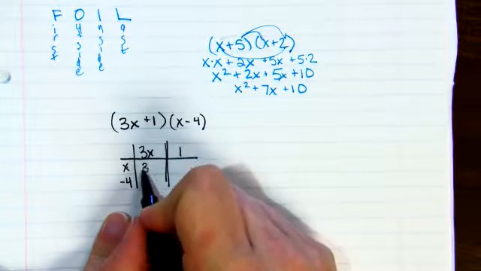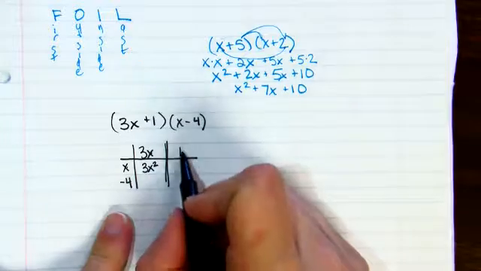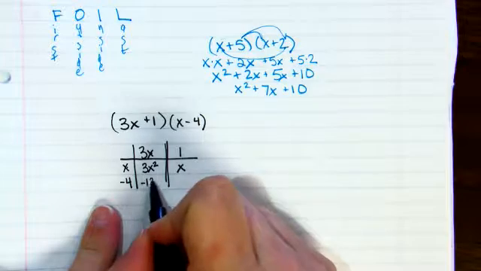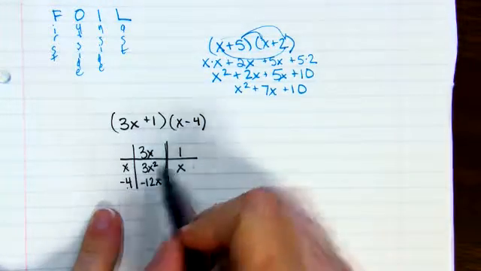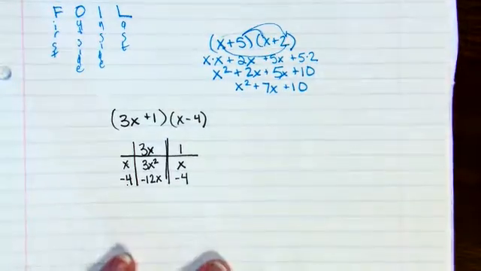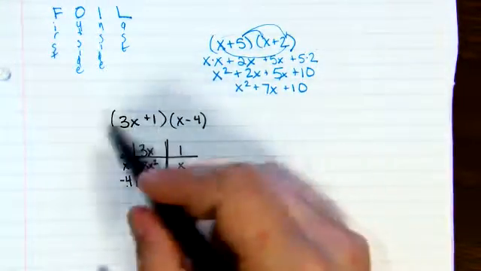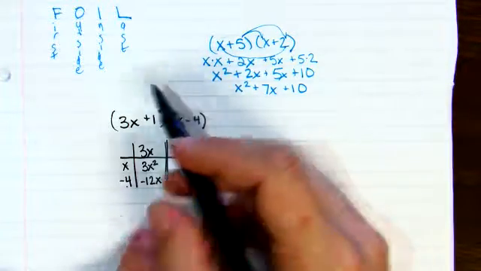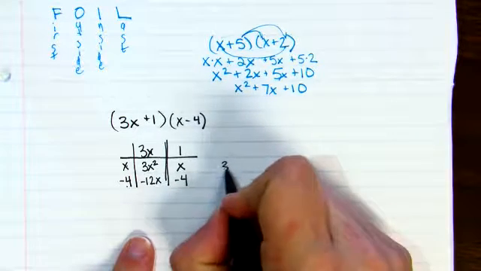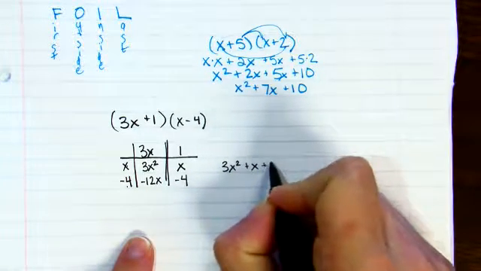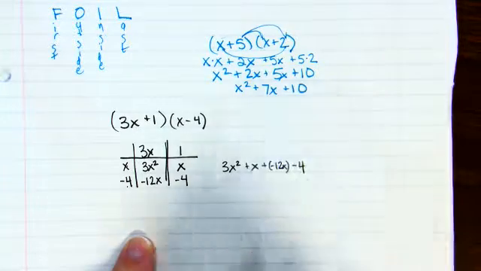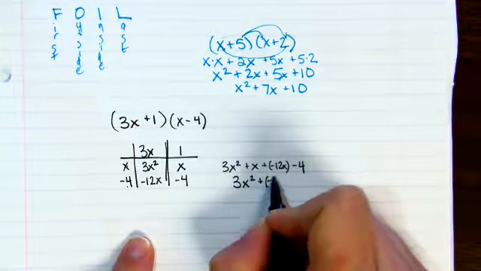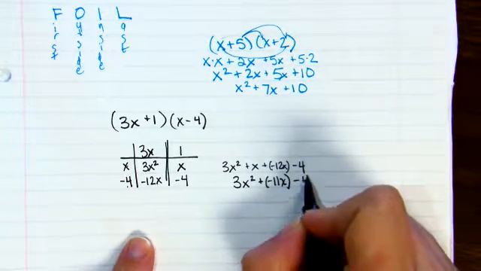3x times x is 3x squared. 1 times x is x. 3x times negative 4 is negative 12x. And negative 4 times 1 is negative 4. So this is just another way of making sure that everything in these parentheses got multiplied by everything in these parentheses. And then I'd add them together. 3x squared plus x plus negative 12x minus 4, or 3x squared, it's going to be plus a negative 11x, or just subtracting 11x, minus 4.